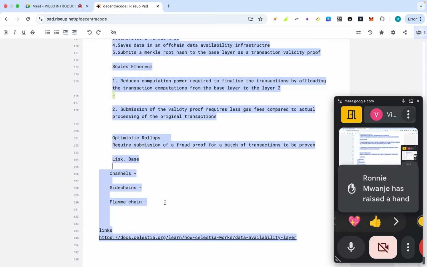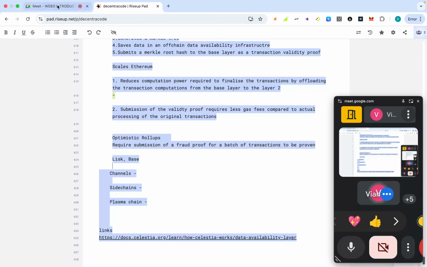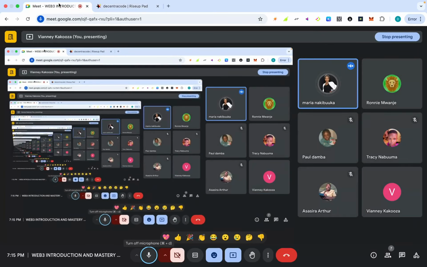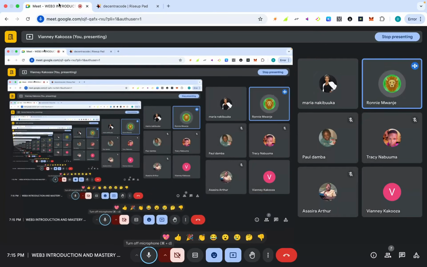Does it make sense? Yes, Ronnie. Yeah, it makes sense. But also, you talked about a time window for disputing the transactions. Yes. What if no one raises a claim, but the transactions are malicious? How are we sure that some transaction won't go through because no one has raised a claim, but they are malicious?